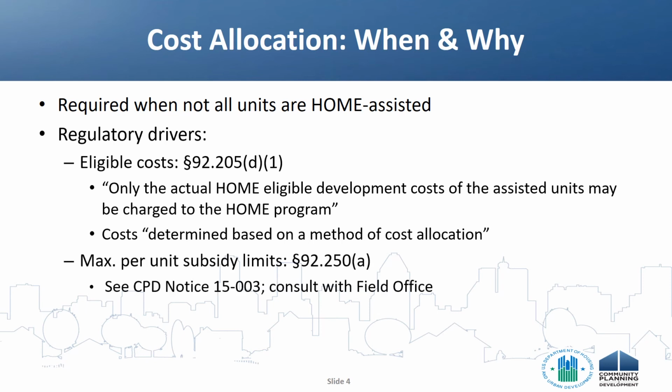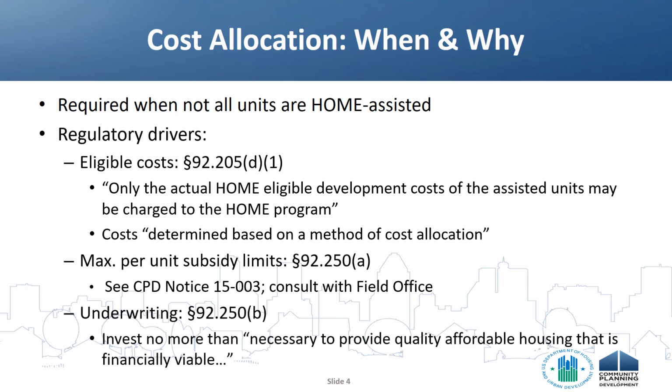At the same time, a PJ's investment in a given project is limited not just to the actual and HOME-eligible cost, but Section 92.250(a) defines a maximum per unit subsidy limit. Those limits are updated periodically and can be obtained from a PJ's assigned HUD field office. Anyone wanting more detail on how those limits are determined should review CPD Notice 15-003.